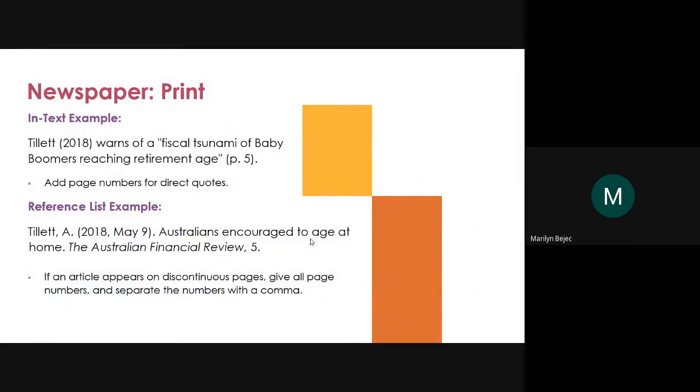Newspaper print. In text, you have the author, and then the copyright year, and then the direct quotation, and then add the page number for direct quotes. In the reference list, the same procedure. You have the author, and then the year, and then the date of issue, and then the title of the article, and then the title of the newspaper, and then the page number.